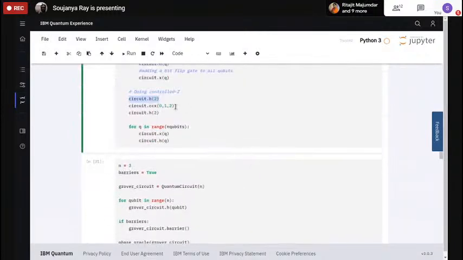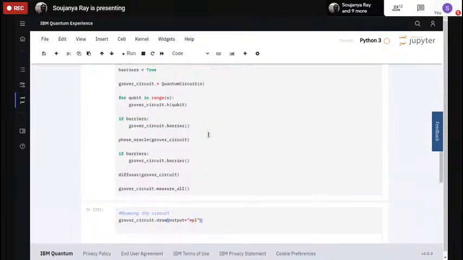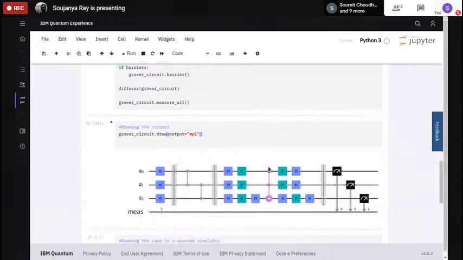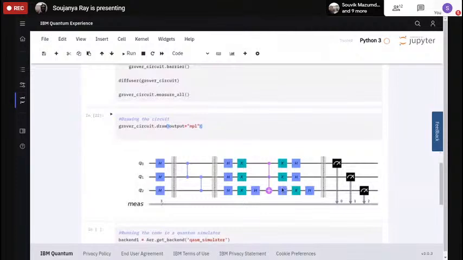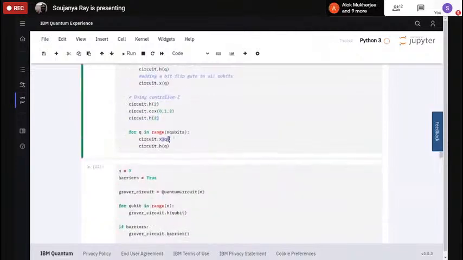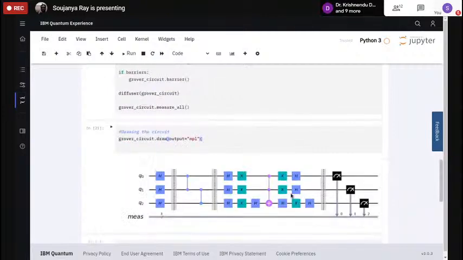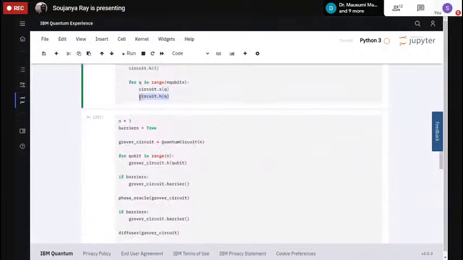It adds a CCX gate to the 0th, 1st, and 2nd qubits. So you see the gate here. Then we have another Hadamard gate added to the last qubit, and we add NOT gates. And we add the last remaining Hadamard gates.